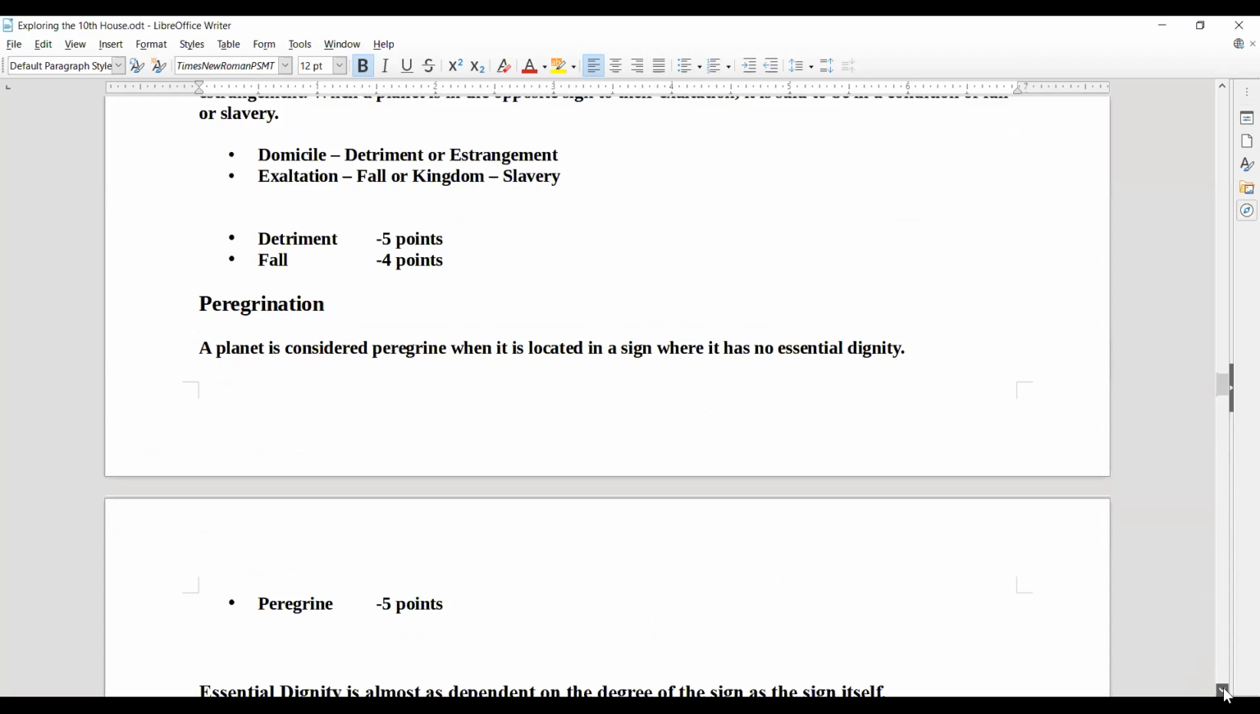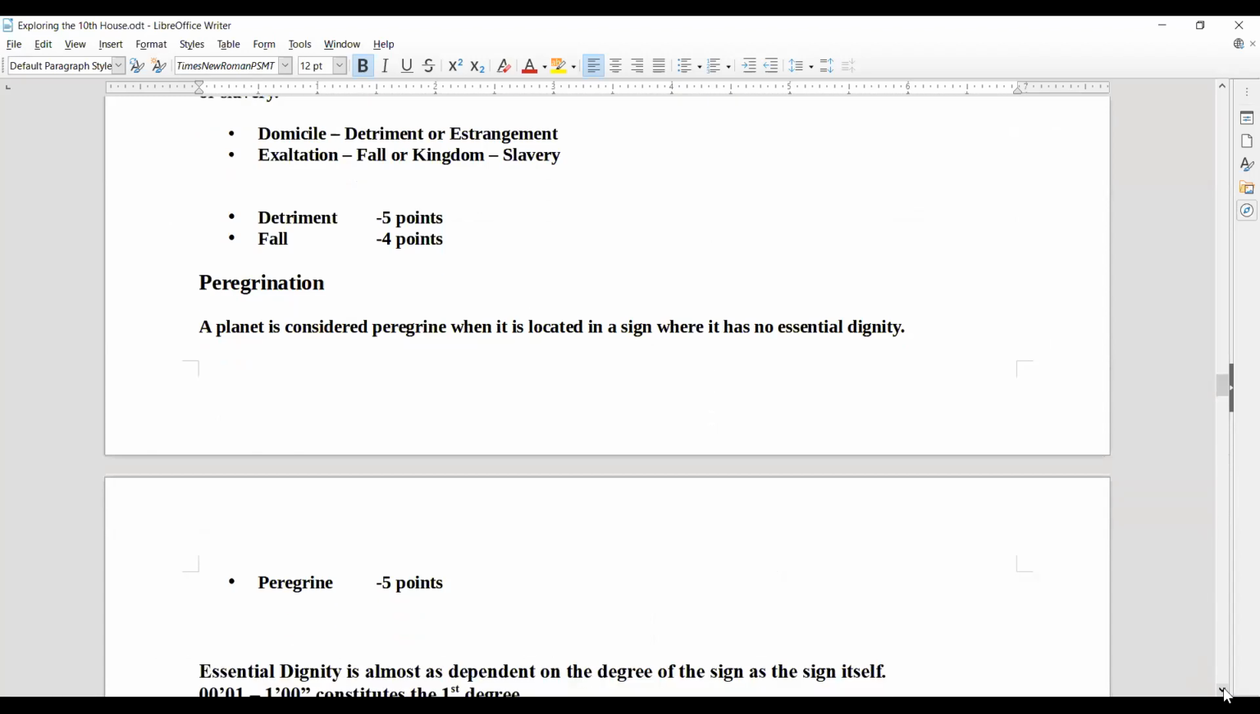Now, here's the thing. Well, 2 things. Anything can be made to work in a natal chart. And 2, I don't necessarily see peregrination as a debility as much as I see it as a neutral state that is dependent on the state of its ruler. I'll say that again. I don't see peregrination so much as a debility as I see it as a neutral state that is dependent on the state of its ruler. Let's see if there are any questions. All right, so let that sink in for a second.